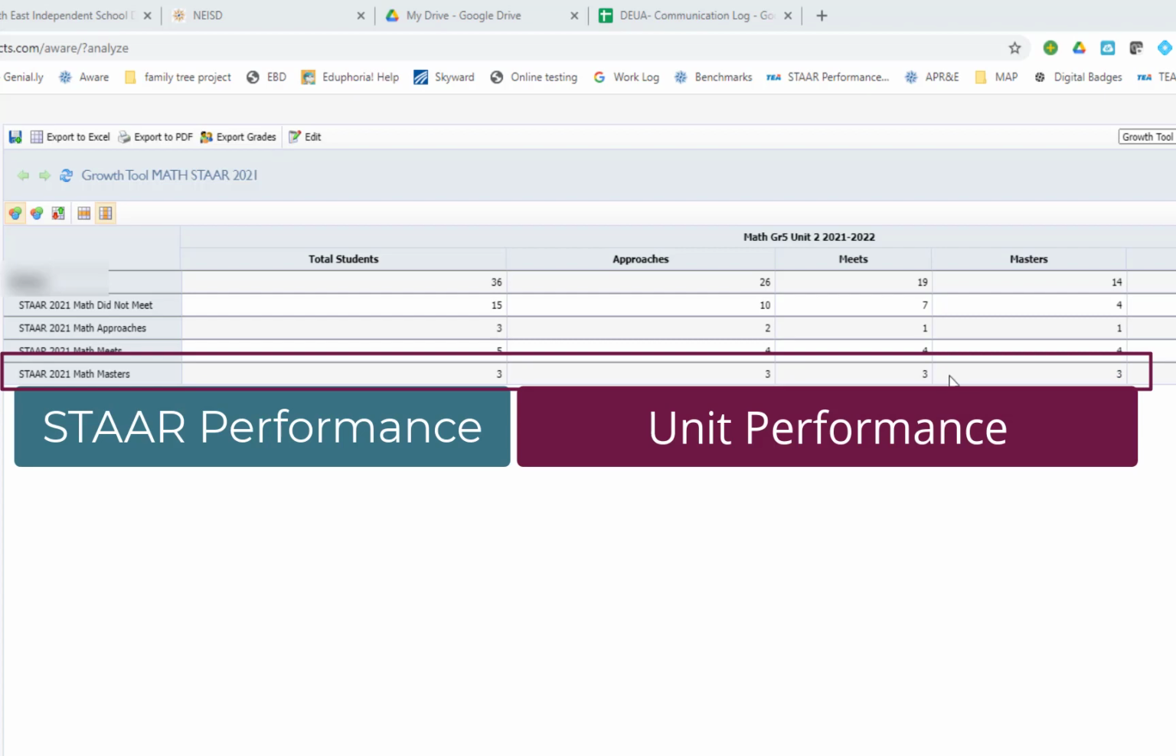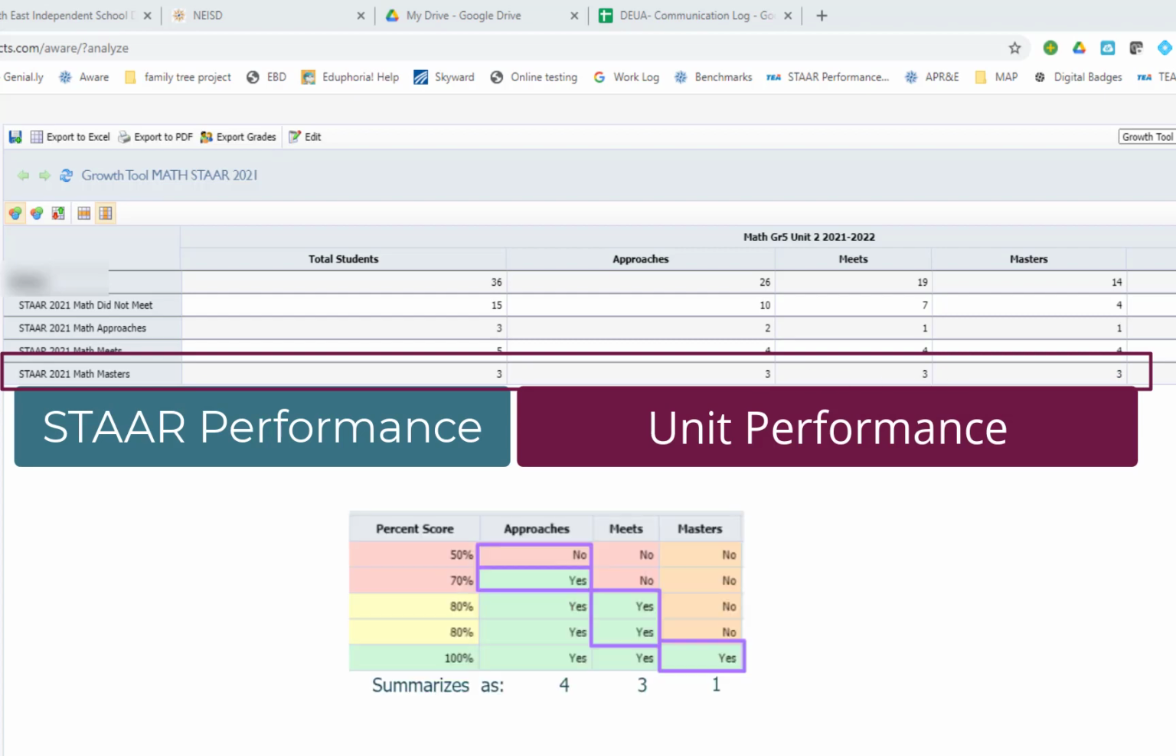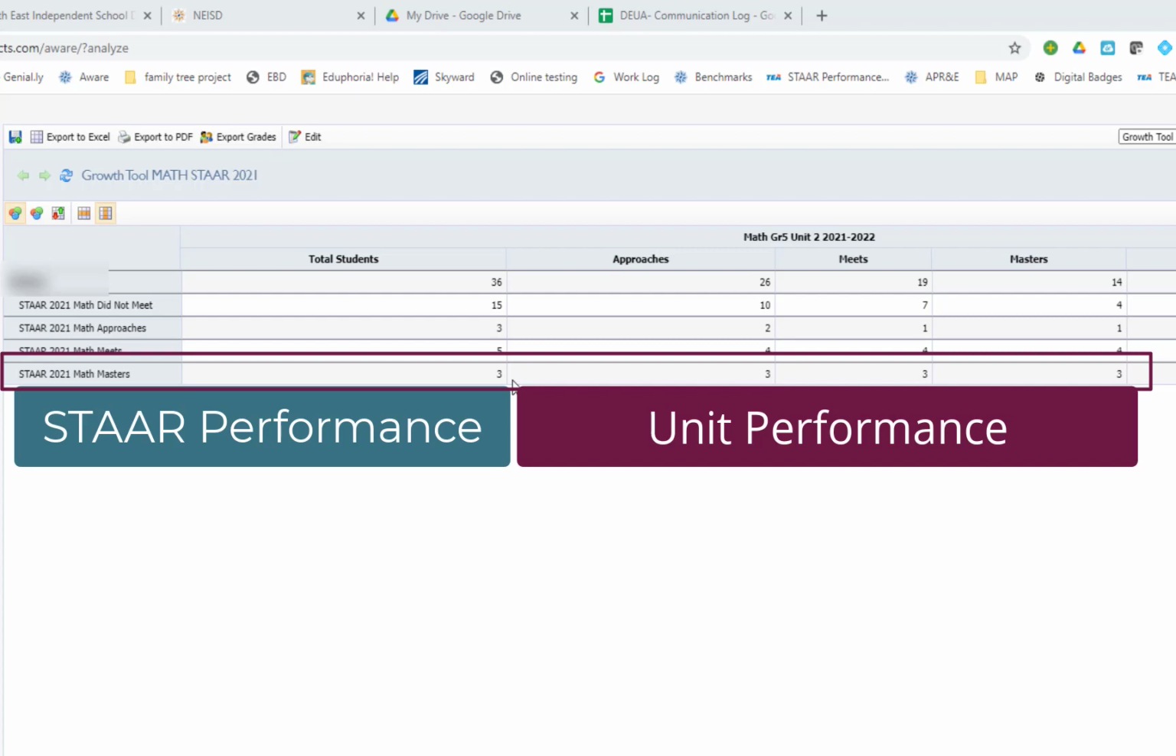Now the reason you're seeing 3 at meets and 3 at approaches is because of the way that we report approaches, meets, and masters. These numbers mean 3 in the approaches or higher, 3 in the meets or higher. But when you start looking at the masters list, you know that those 3 are in the masters category. And that means that's great. The 3 that were at Masters last year are still at Masters. That's what I want to see.